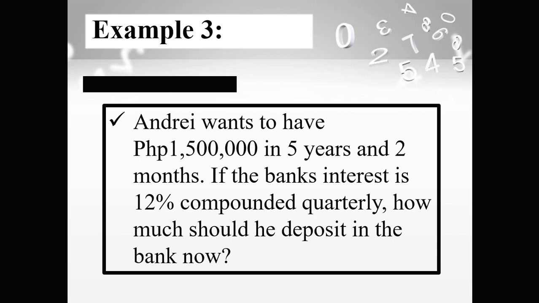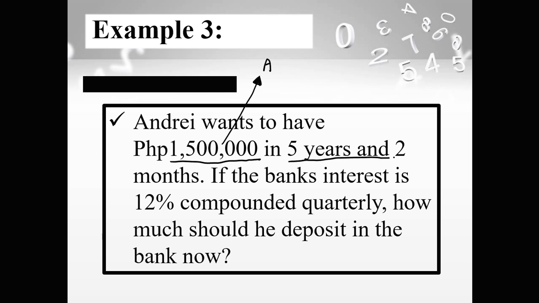Okay. So, let's have the given. Okay, first is gusto daw ni Andre magkaroon ng 1.5 million in 5 years and 2 months. Ibig sabihin, after 5 years and 2 months. So, ano ngayon si 1.5 million? Gusto niya nito magkaroon after. Okay, so ibig sabihin, this will be the future value.